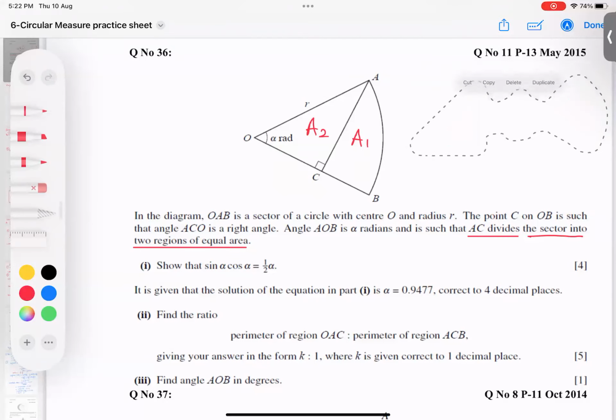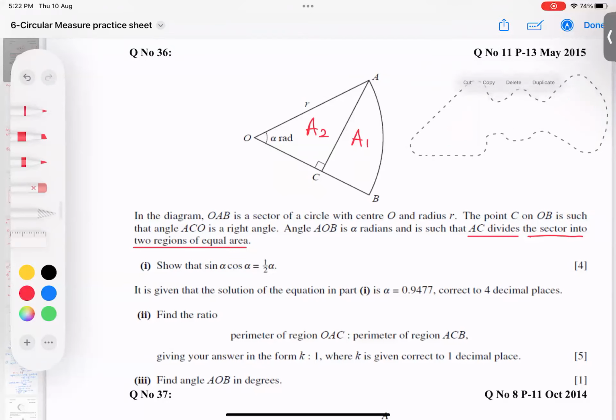And what is the perimeter of OAC? It is very clear: this length, this, and this, all 3 lengths add. So R plus this plus this. Adding all, R plus R sine alpha plus R cos alpha. Alhamdulillahi rabbil alameen, this part I got it.